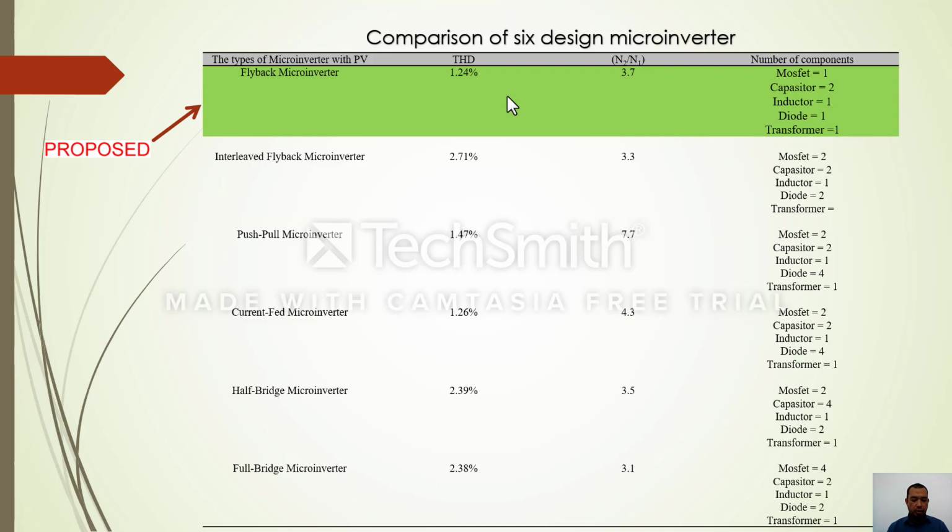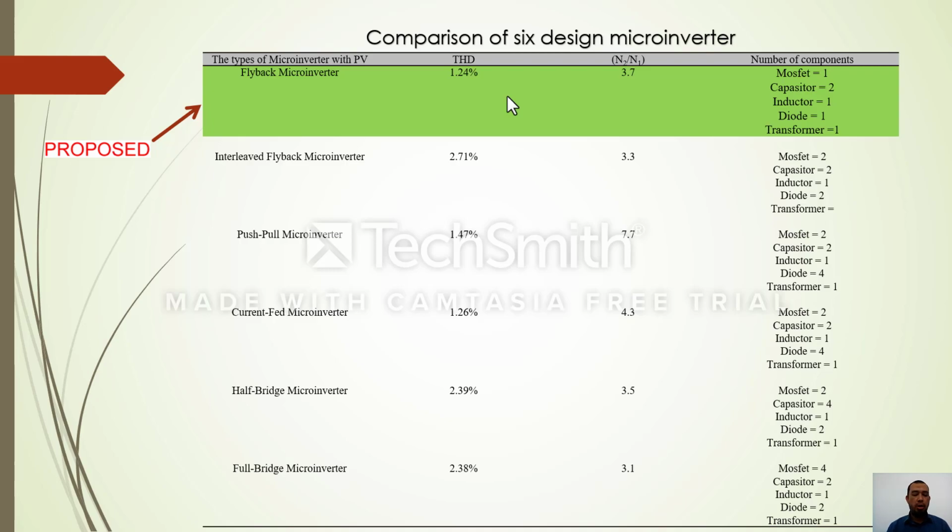Next, the table shows the comparison of the SiC design of the microinverters. The percentage of THD obtained from this simulation is low, less than 3%. This shows the lowest percentage of THD is the flyback microinverter, and the highest percentage of THD is the interleaved flyback microinverter. All microinverters have an output waveform with a time delay between 0.01 second and 0.05 second to reach a stable value.